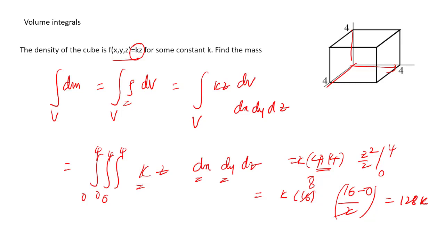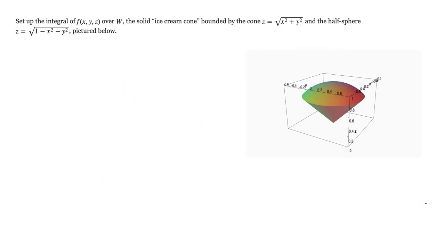You can have more complicated volume integrals. For example, here I'm just going to discuss how to set up the integral of a function, right, over a solid ice cream cone. So in the bottom you have a cone, right, and then on the top you have a hemisphere, right. So we want to set up, for example, the integral of a function f of x, y, z over this solid ice cream cone.